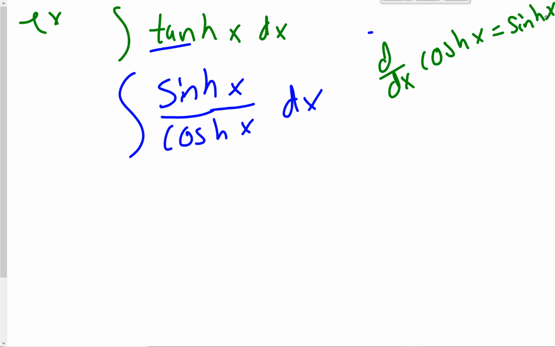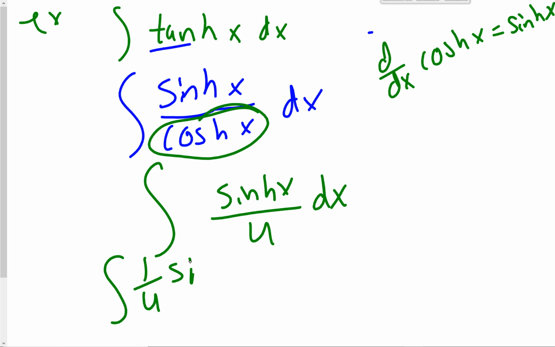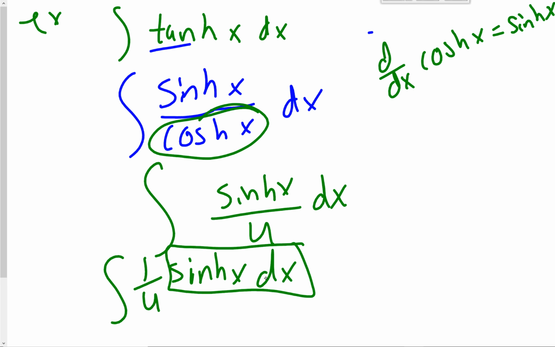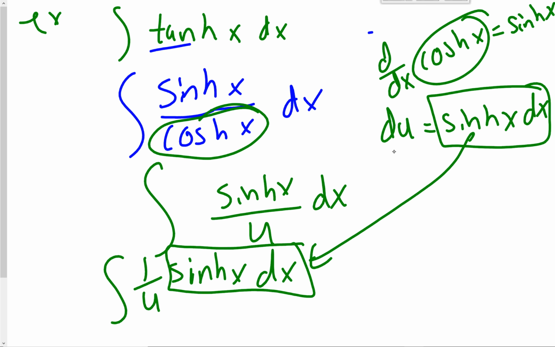Okay, so I'm going to let my u equal this. So then it's 1 over u dx, and then I could rewrite that as 1 over u hyperbolic sine x dx. And now I know my du needs to equal this. So when I take the derivative of my u, I get du equals hyperbolic sine of x dx, which is exactly what that is. So there's my du.